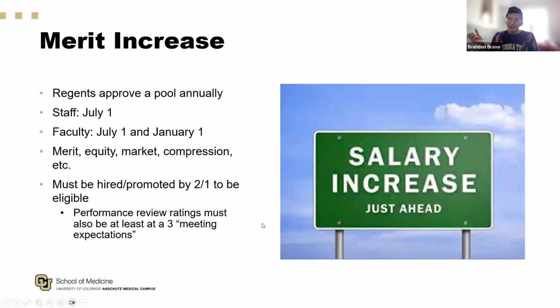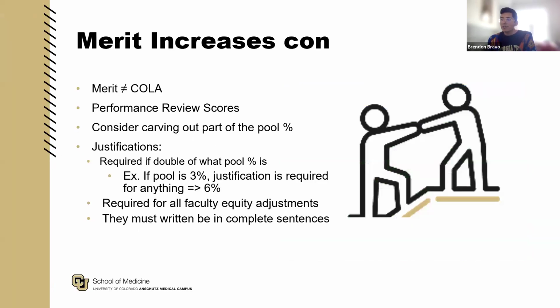So just more on merit increase. The regents approve a pool annually. Staff are only eligible for merit July 1. Faculty are eligible for merit July 1 and January 1. During this merit season is when you should be looking at merit, equity, market, and compression adjustments. Please also note that you must be hired or promoted by February 1st of that year in order to be eligible for merit. And then your performance review rating must also at least be a 3 in order to be eligible for merit as well.